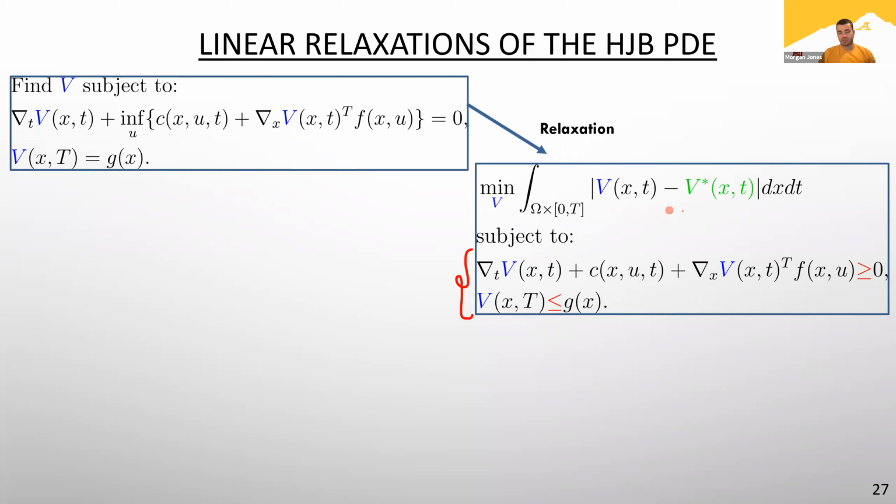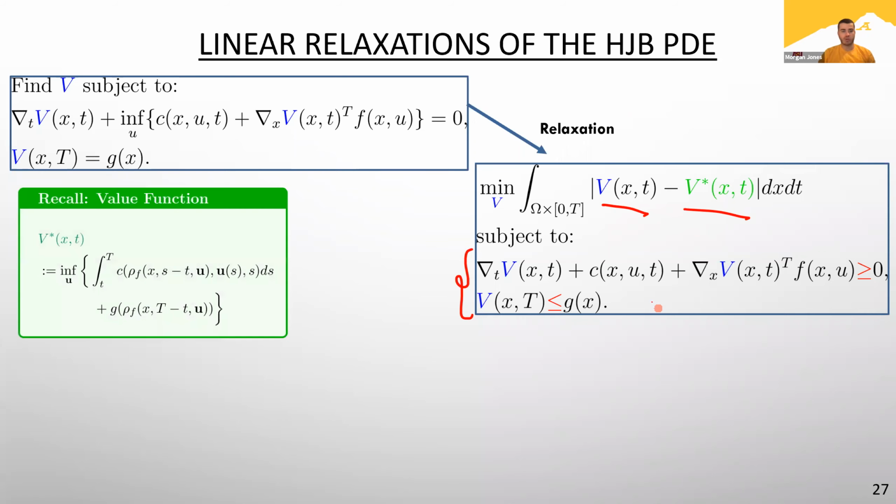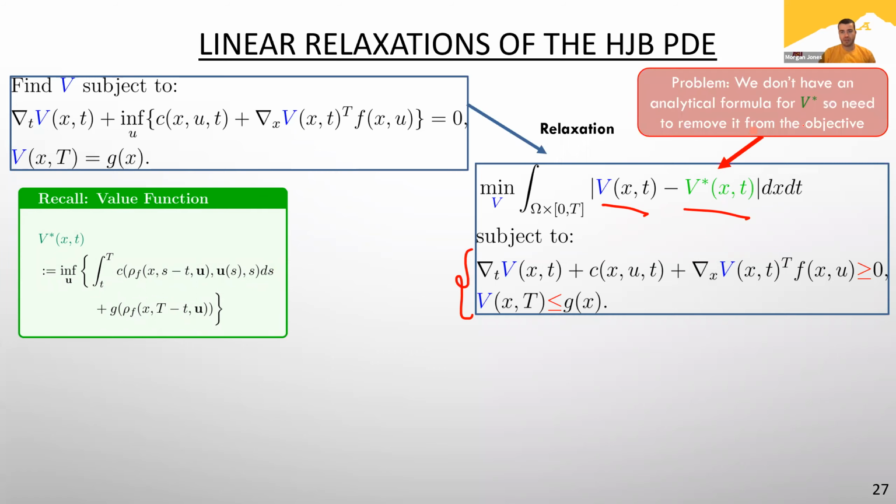So since we're interested in our approximation, we add an objective function of the L1 difference between our decision variable and the true value function, where we recall the true value function is given by the optimal cost to go of the tail problem. So we don't actually know what the true value function is. We're trying to approximate it. So as things stand, we can't solve this problem because V star is unknown.